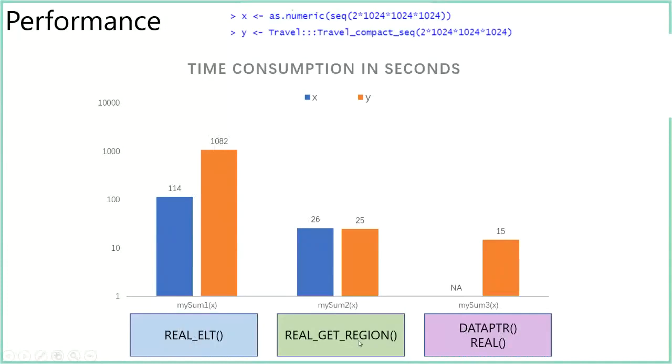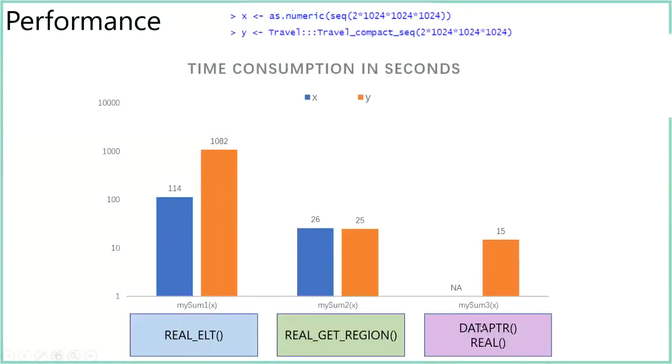So the second one is the get region function, and they have fairly equal performance. This is not quite surprising, because they use get region to read the data.